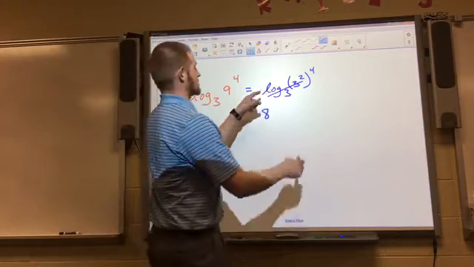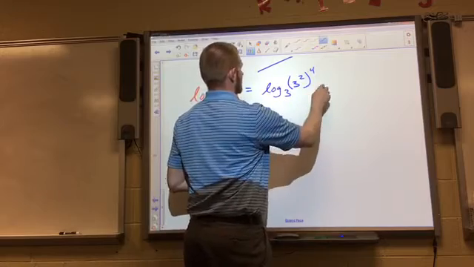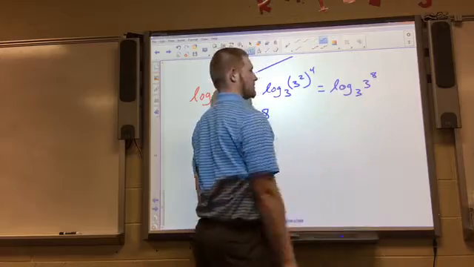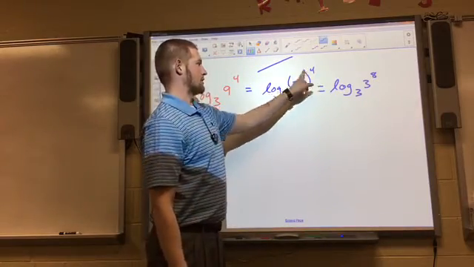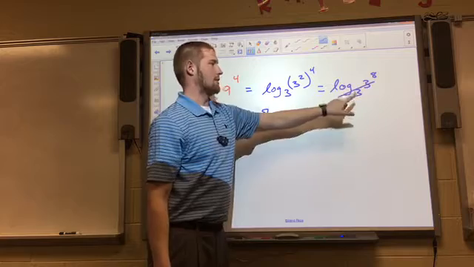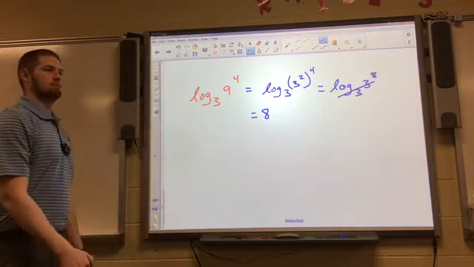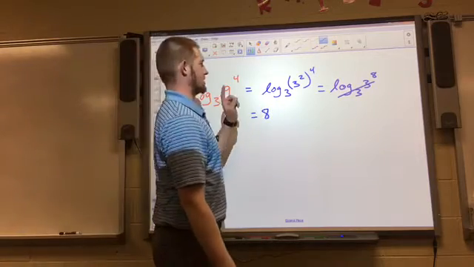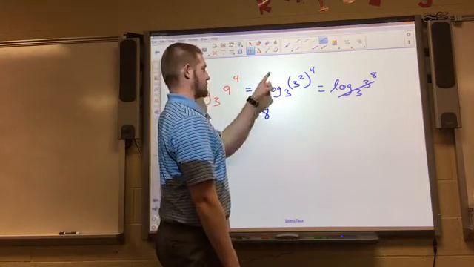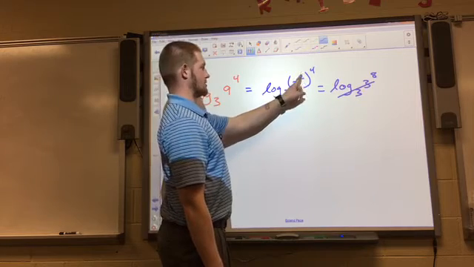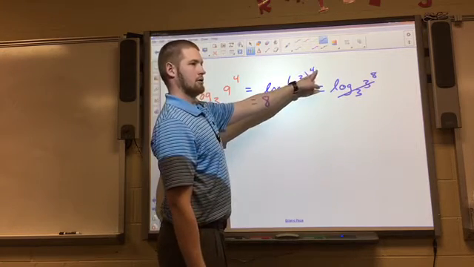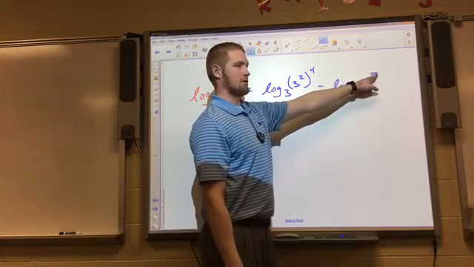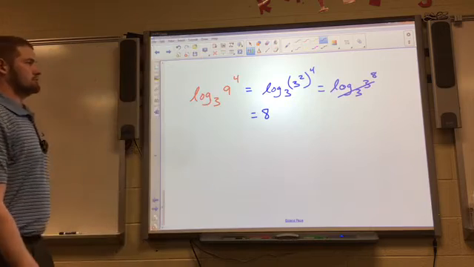Because this is actually equal to log base 3 of 3 to the 8th, because I have a power of a power here. And then those cancel. See what we did, Jedediah? I changed the 9 into a 3 squared. But then here you have a power of a power, so you multiply your exponents. So you have log base 3 of 3, but now it's to the 8th power. Okay.